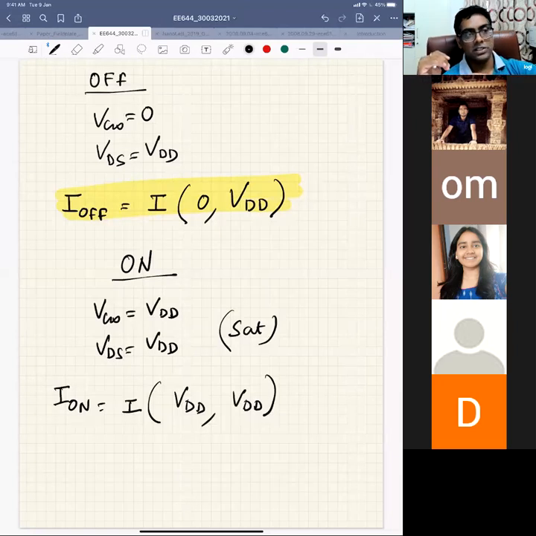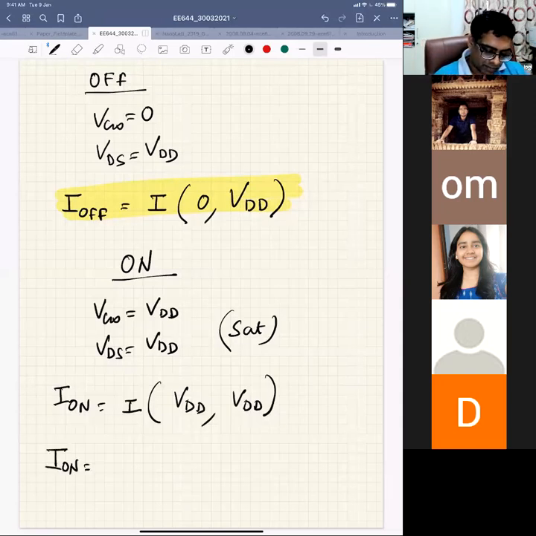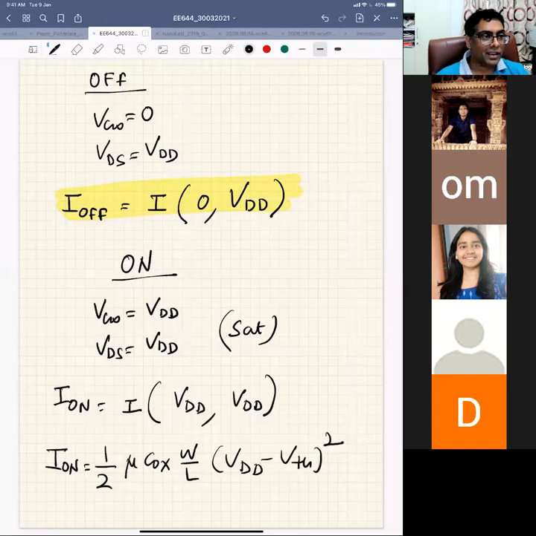You cannot have multiple on currents of a transistor. When somebody asks, what is the on current of this transistor, you just take that transistor, apply VDD as gate voltage, apply VDD as drain voltage, then you measure, and whatever current you get is your on current. And if you see, it is half mu Cox W by L (VDD minus VTH) squared. So this is the equation of the on current.